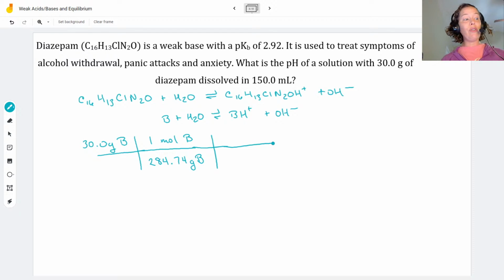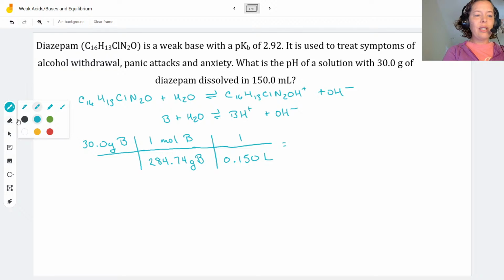Now I need to divide by my liters. Again, I'm going to skip a step here. This is 150 milliliters. I'm just going to write this as 0.15 liters. And if you want, so you don't leave that space empty, put a 1 there. That might help just keep everything checked. Okay, so just making sure. Grams have canceled. Now I've got moles over liters.